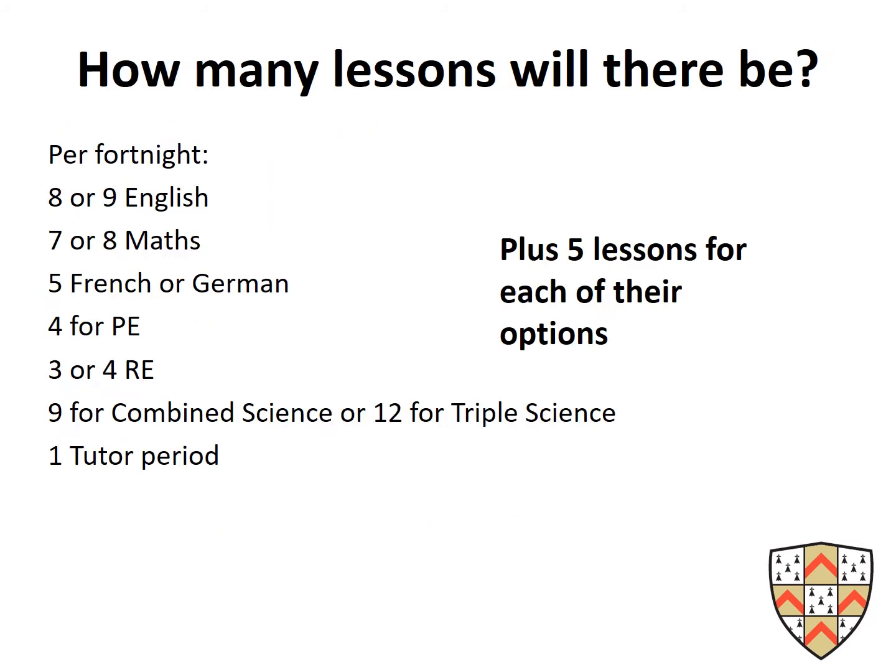So how many lessons will there be? Per fortnight, depending upon whether they're doing the Accelerated Pathway or the Core Pathway, they will have 8 or 9 for English, 7 or 8 for Maths, 5 for French or German, 4 for PE, 3 or 4 for RE, etc. etc. Plus 5 lessons for each of their option subjects.